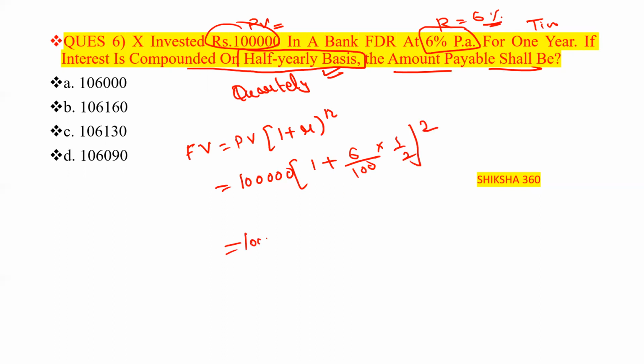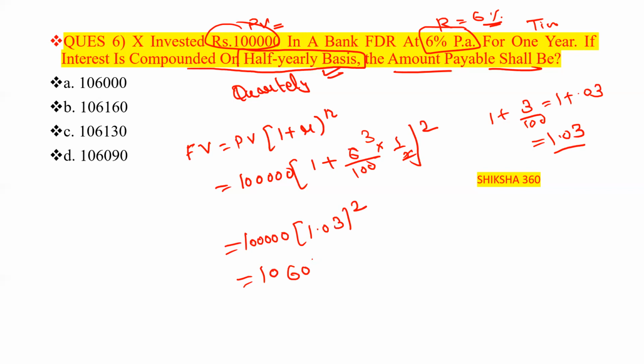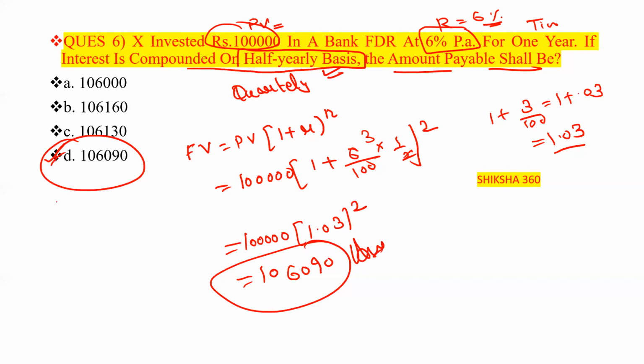So 1 lakh into 1.03 power 2. 1.03 comes out as 1 plus 3 upon 100, that is 1 plus 0.03. So we just have to do 1.03 square into 1 lakh. It comes out to basically 1 lakh 6,090 rupees. Clear? So what is the correct answer? According to that, option number D is the correct answer. Clear? Option number D is the correct answer.